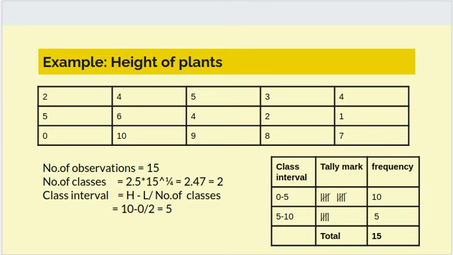So that's all in construction of frequency table, that is continuous frequency table, and the terminologies.